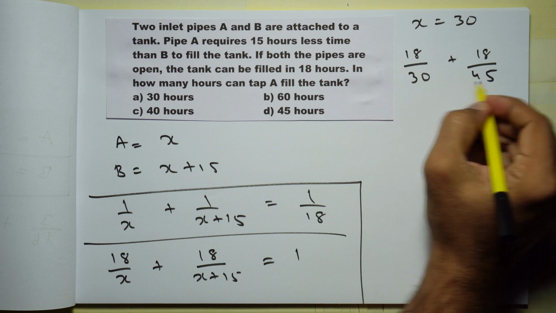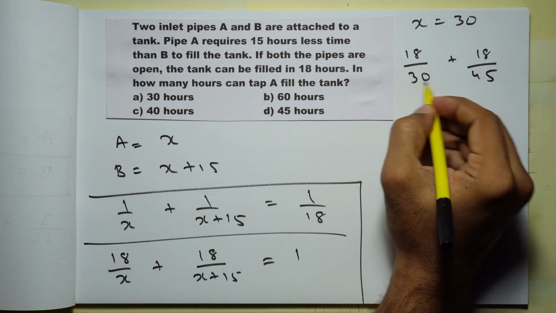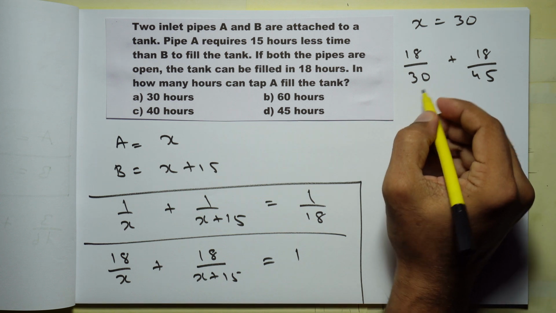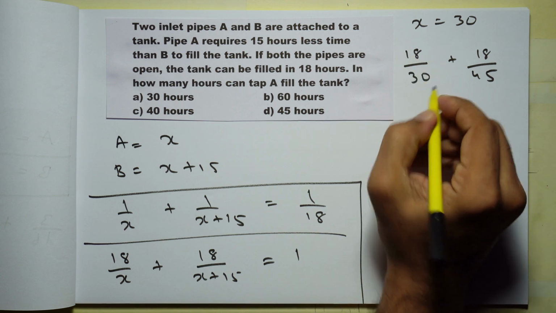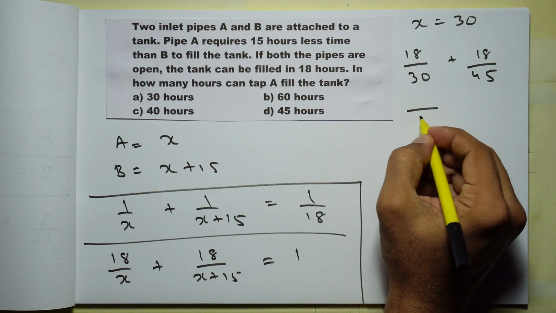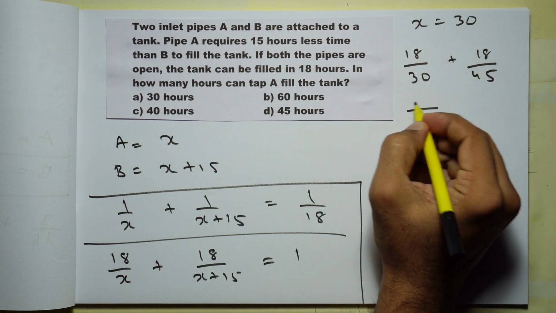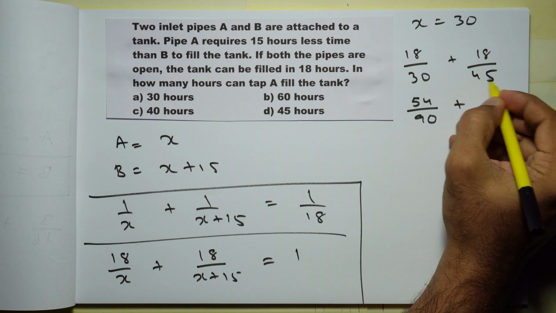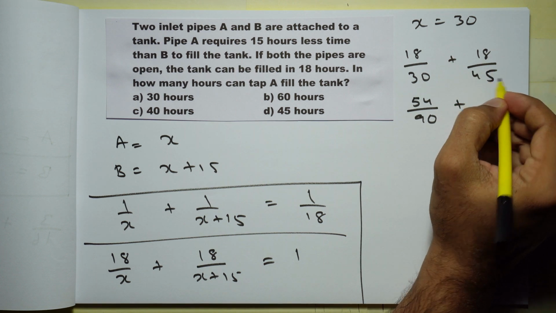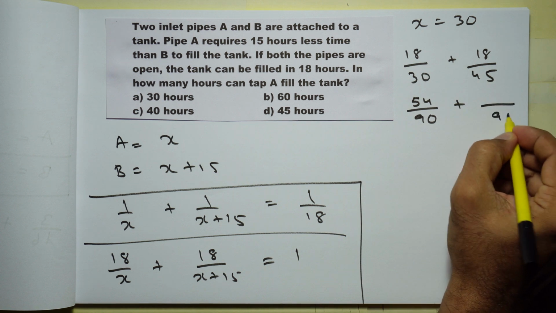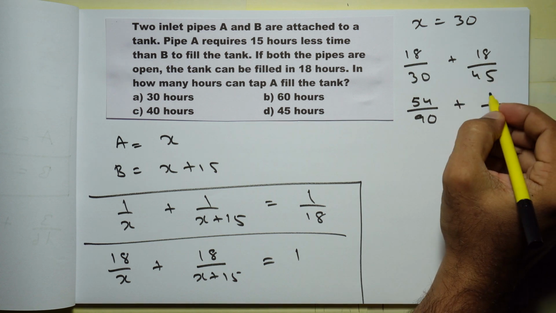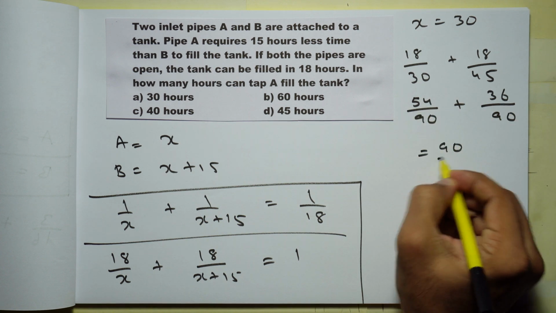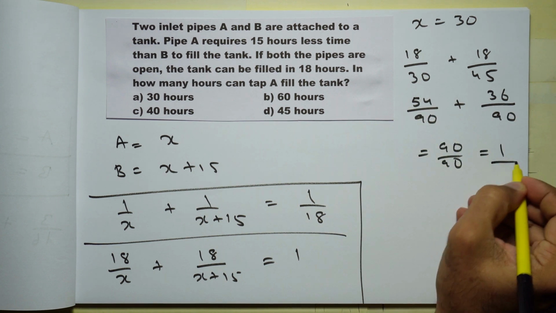Now we'll make the denominator same. 30 and 45, LCM of 30 and 45, that will be 90. So we'll multiply by 3, so that 30 into 3, denominator is 90. Here 18 into 3, 54. Here to make the denominator 90, we'll multiply both sides by 2. In the denominator, 45 into 2, 90. Here 18 into 2 gives you 36. 54 plus 36 is equal to 90. 90 by 90, that is equal to 1.